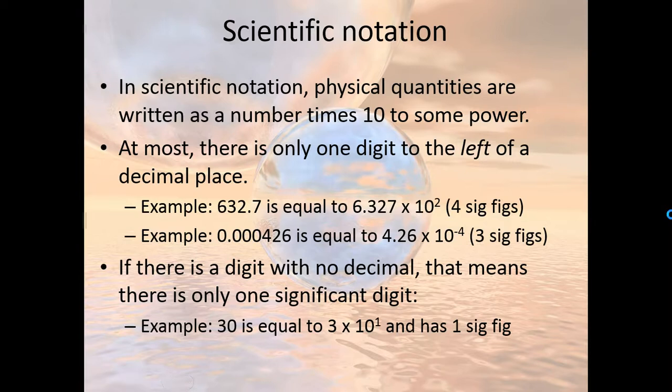So just a review of scientific notation in case you need it. Here we're talking about some number with possibly a decimal times 10 to some power. For example, we would write 632.7 as 6.327 times 10 to the second. And that would also denote that it has 4 sig figs in it. And 0.000426 would be written as 4.26 times 10 to the minus 4, also denoting that it has 3 sig figs.